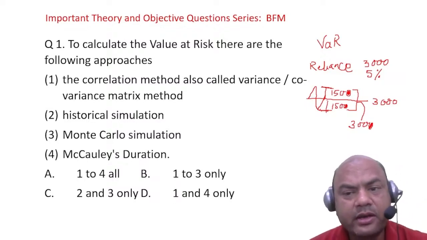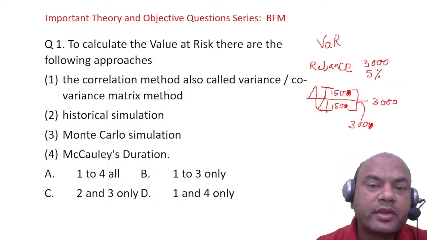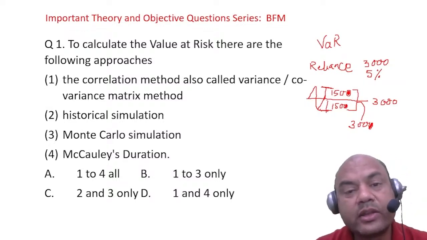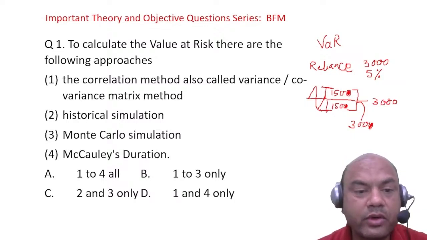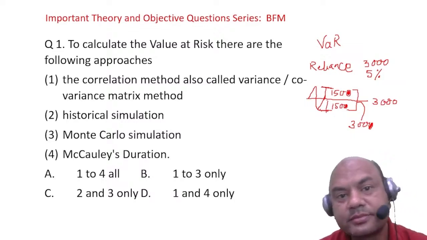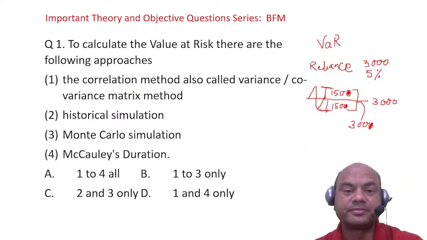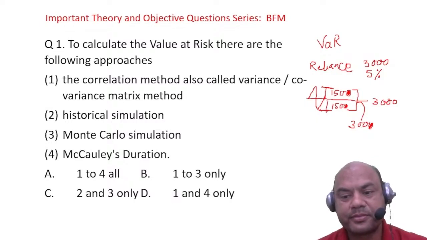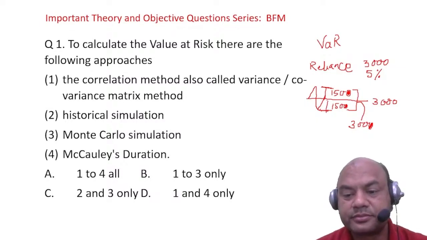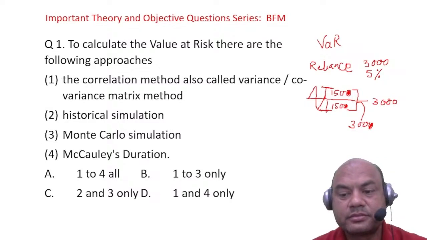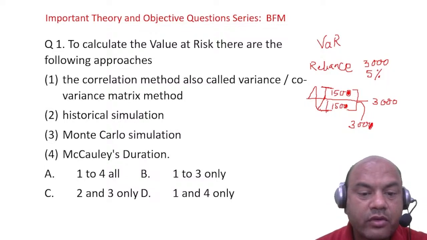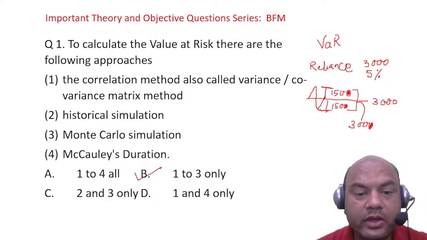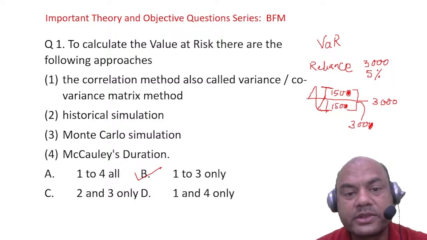So what is the right option over here? Search in Google. Have you read it? Has anyone read this? How to calculate the VAR? It's there in your module B of this BFM. What is the method used? It is 1 to 3 only. See here, Macaulay's duration is not used to calculate the value at risk.